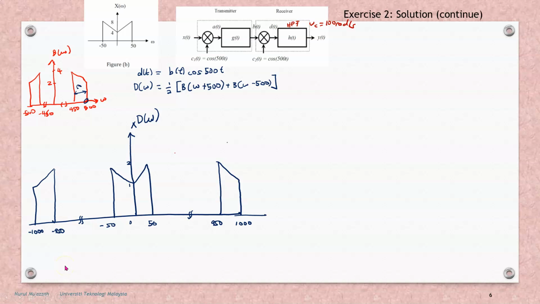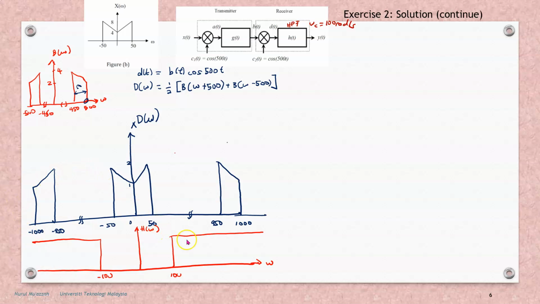Okay, to answer the final question, Y omega. So Y omega is D(t) that goes through the high pass filter with omega c equal to 100 radian per second. So you have to draw the high pass filter to show that you understand the concept or you know how to get the final signal. So the high pass filter here is given as h(t), which the spectrum is called H omega, and the cutoff frequency is omega c equal to 100 radian per second. So it's somewhere here if we refer to the scale for the omega, and this is negative 100.